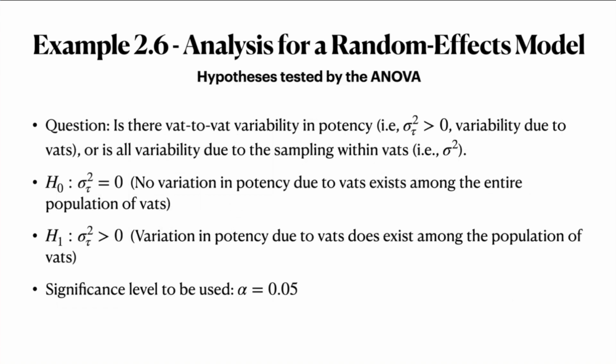And so we will use these summary statistics to perform the ANOVA, test the appropriate hypotheses, interpret those hypotheses, and so forth. So the question here: what are the hypotheses being tested by the ANOVA, given that we have a random effects model? Is there vat-to-vat variability in potency? In other words, is the variance associated with the vat potencies for the random effect positive? Is there variability due to vats, or is all the variability due to the sampling within vats, in other words, the variability associated with the error term?